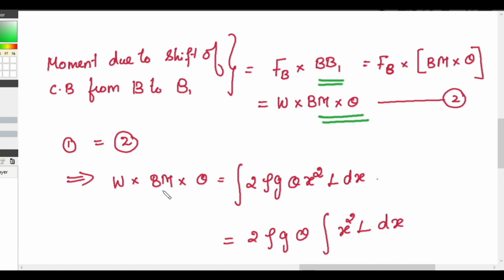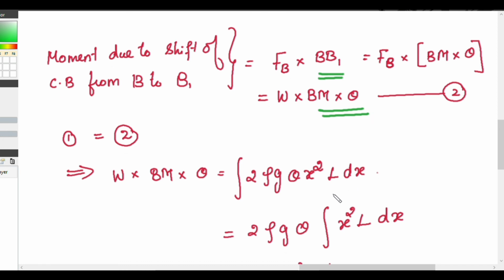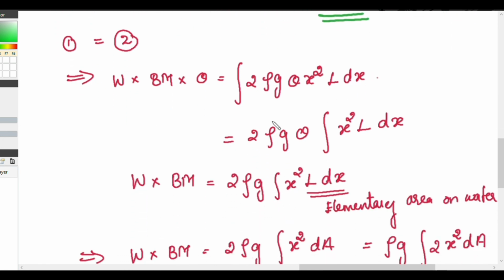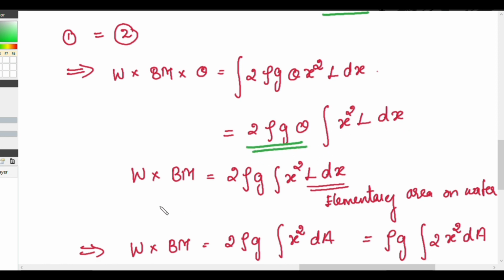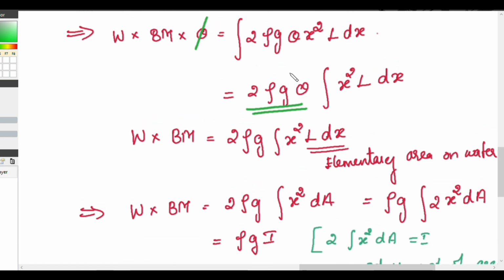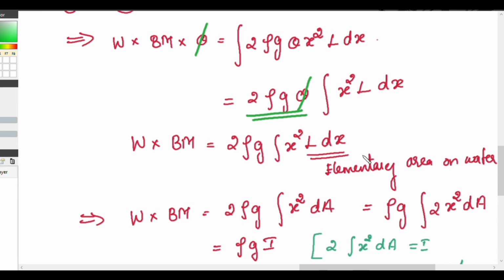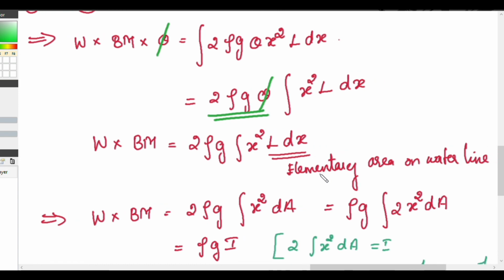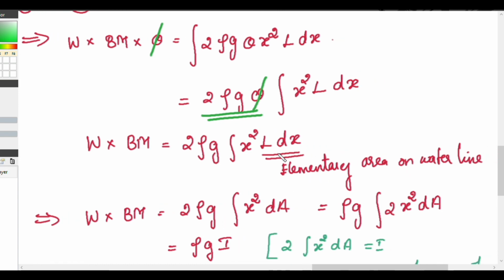Equating 1 and 2, we get W BM into theta is equal to the integration of 2 rho g theta x square L into dx. These are constants, so we have the integration of x square L into dx. This theta and theta get cancelled. So we get W into BM is equal to 2 rho g into the integration of x square L into dx. Now L into dx is the elementary area on the water line.